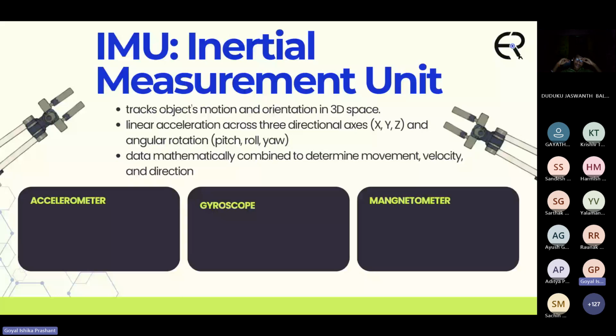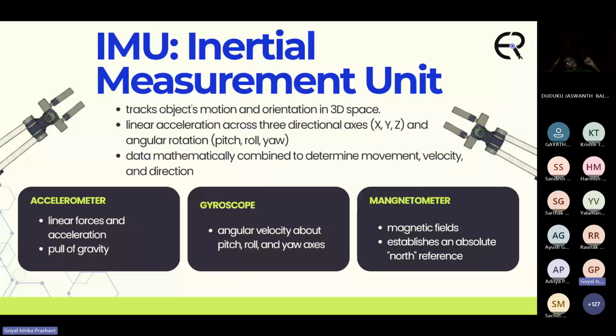The next kind of sensor that it uses is an IMU, which stands for Inertial Measurement Unit. Now, this is also used to track an object's motion and orientation in 3D space. So, an IMU measures the linear acceleration along all three axes, which is the XYZ, and the angular rotation along the pitch, roll, and yaw. And then the data is mathematically combined to determine the movement, velocity, and direction of the IMU.